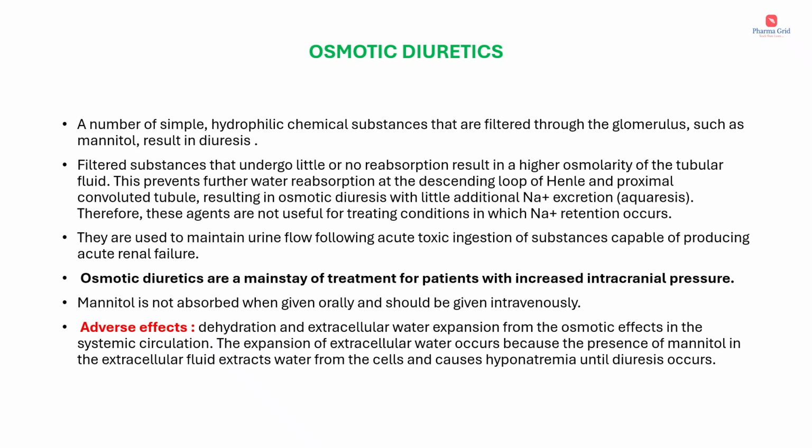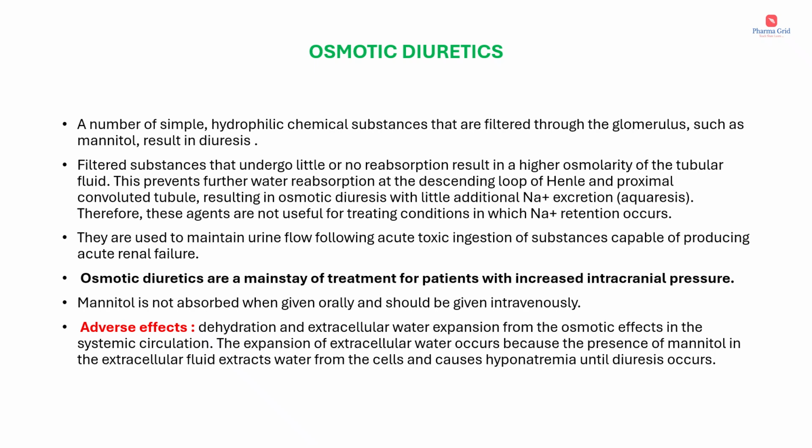And the last category of diuretics includes osmotic diuretics. Examples are mannitol, urea, and glycerol. A number of simple hydrophilic chemical substances that are filtered through the glomerulus, such as mannitol, result in diuresis. Filtered substances that undergo little or no reabsorption result in a higher osmolarity of the tubular fluid. This prevents further water reabsorption at the descending loop of Henle and proximal convoluted tubule, resulting in osmotic diuresis with little additional sodium excretion. Therefore, these agents are not useful for treating conditions in which sodium retention occurs.